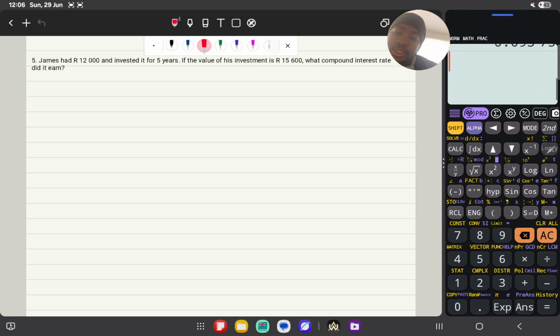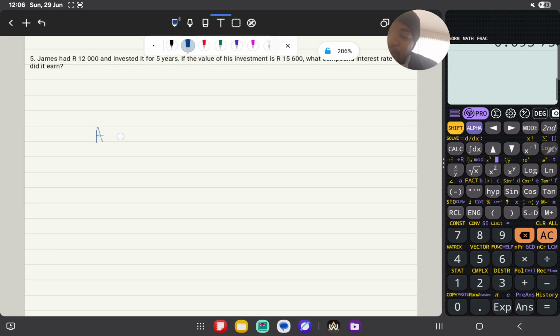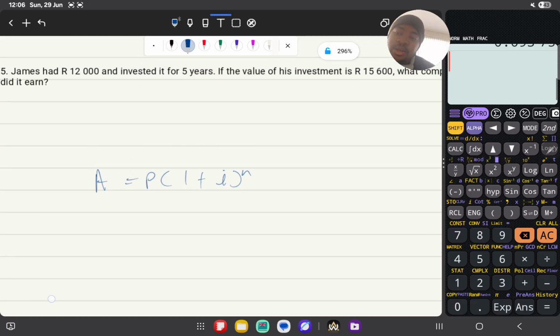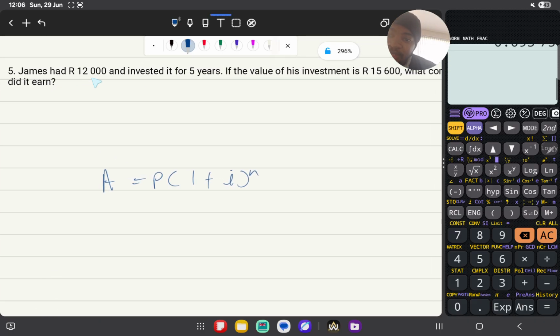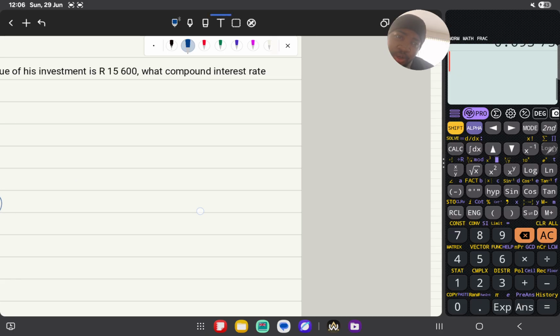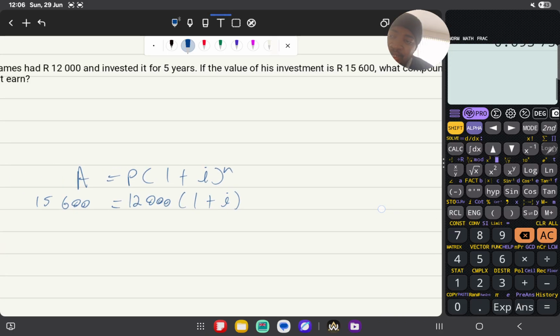Now you have a question, you write your formula down. I like blue. So you write your formula down, A equals P into 1 plus I to the power of N, right? After that, James had this much and invested it for 5 years. So that's how much he invested over a 5-year period, right? And the value of his investment in that 5 years, we write that down as the accumulated amount. We're calculating what compound interest he earned.